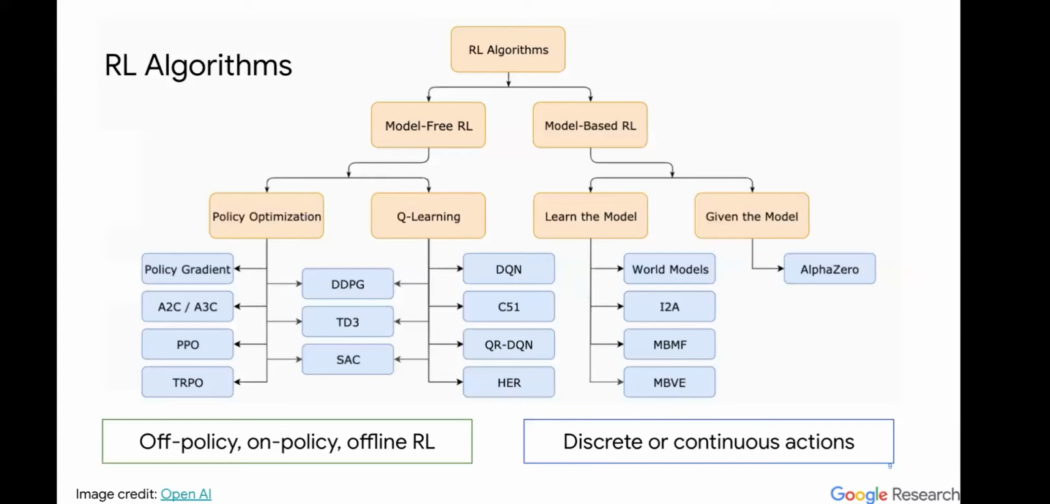And then offline says, hey, we're not even going to collect the data, but I have a dataset, so we're trying to do this as supervised learning. And then, if you dig into the math behind it, there are often separate algorithms for discrete actions and for continuous actions.